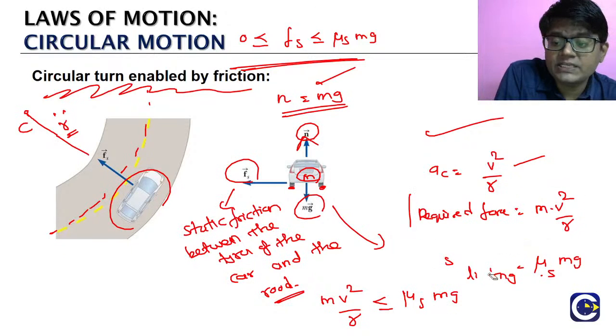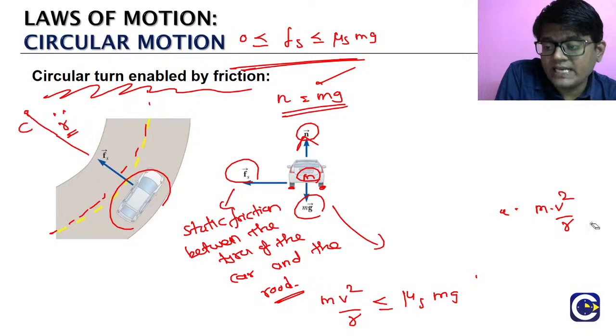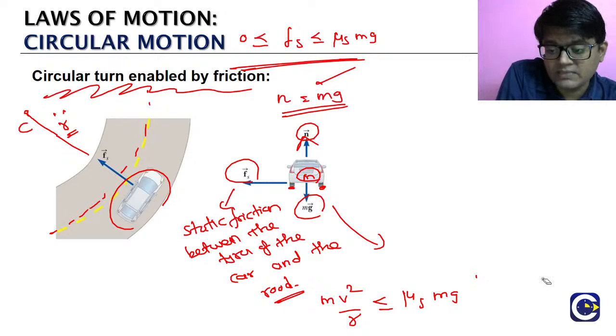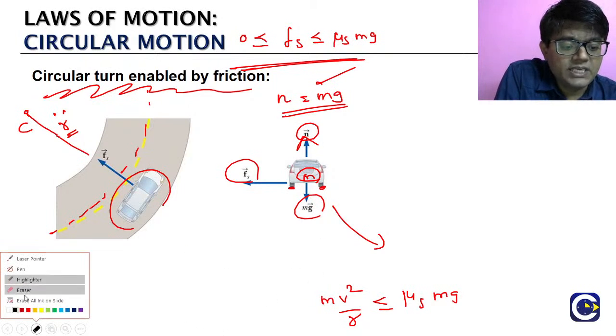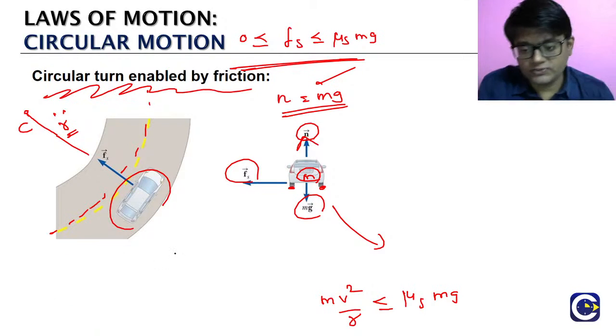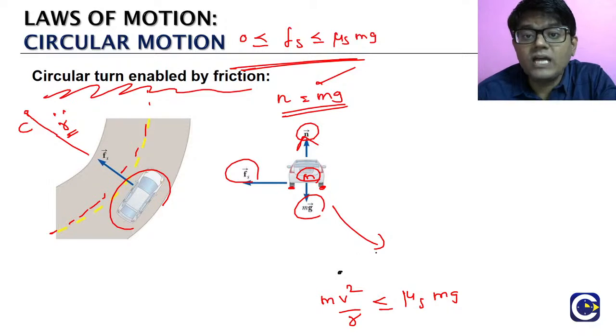Adukana what is the condition? The required force, right, should be what? Less than or equal to limiting value of static friction. Ena static friction oda value will be self adjusting, namakku theriyum. It can maximum have how much value? It can have a maximum value of mu s into mg, right, which means the required force, which is mv square by r, should be less than or equal to the static friction.